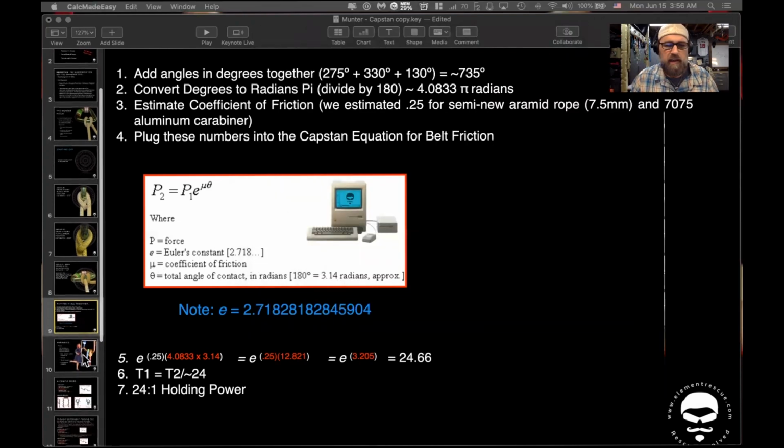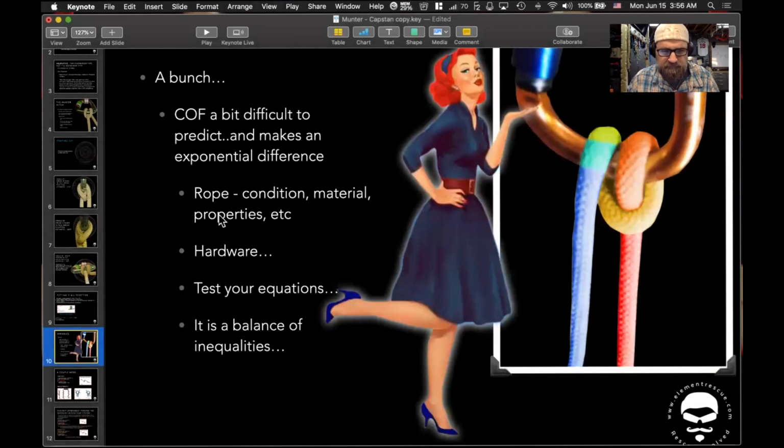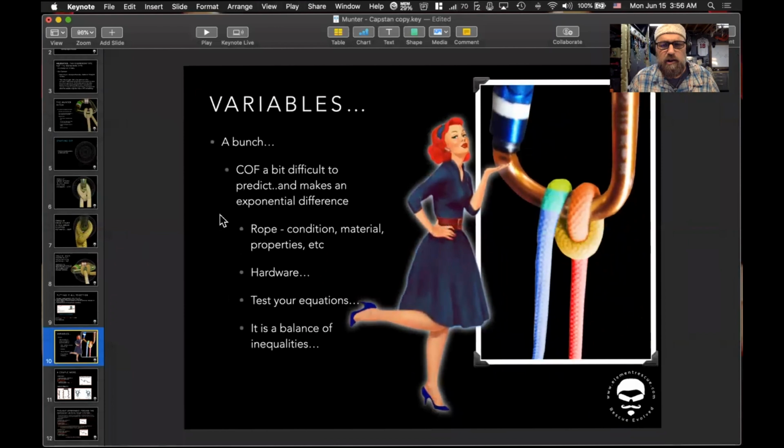So let's dig into this just a little bit more. The variables that exist in here are quite a few. A coefficient of friction is a bit difficult to predict, but makes an exponential difference. We can kind of back into these numbers if you're trying to figure that out at work: take a rough luggage scale, put a rope grab on, see how much force it is with your weight, weigh yourself accurately on that same scale, and you'll start to be able to back into a rough estimation of your coefficient of friction. But I can tell you that 0.25 is a great spot to start.